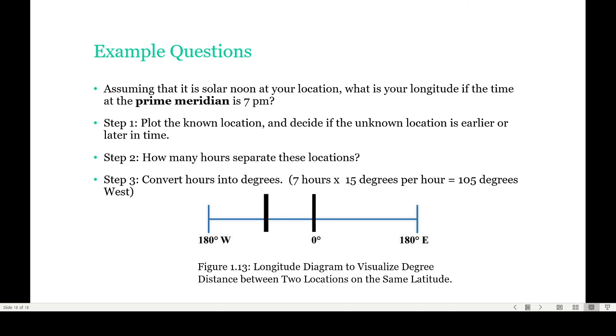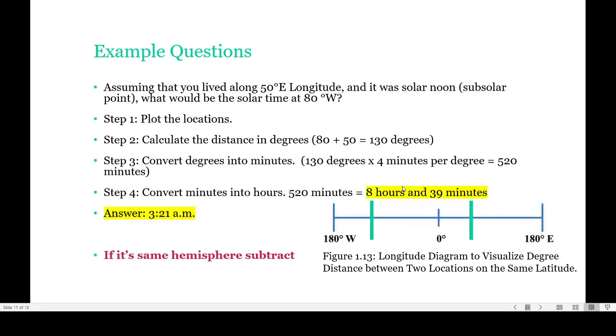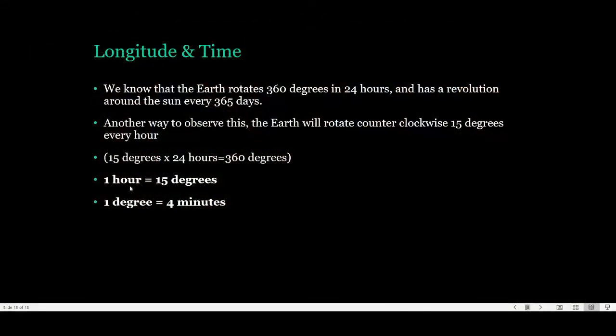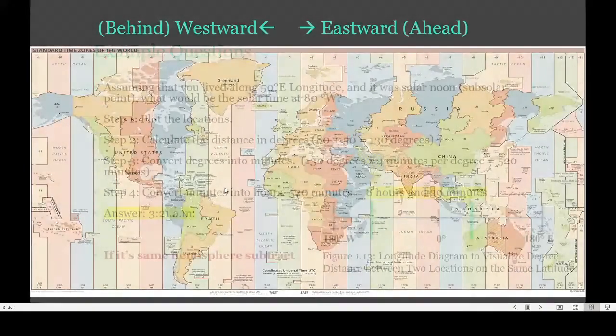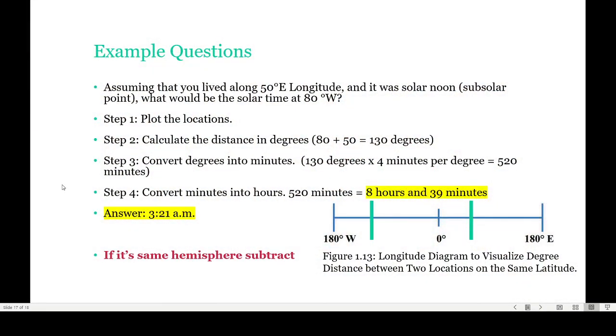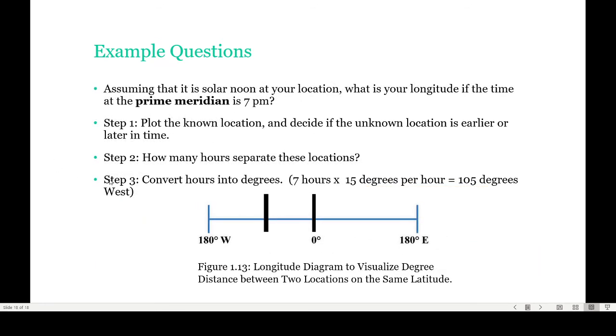Next, how many hours separate these locations? If I'm at 12 p.m. and they are 7 hours ahead of us, the difference between us is 7 hours. So we're going to convert our hours into degrees. We have our 7 hours here, and I'm multiplying it by 15 degrees, because with this rule that we have, 1 hour equals 15 degrees. This will tell us our location. So 7 hours times 15 degrees equals 105 degrees.